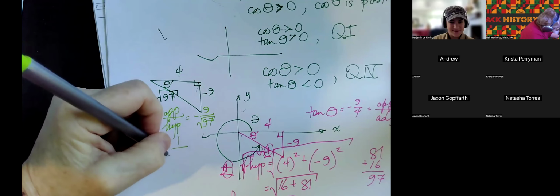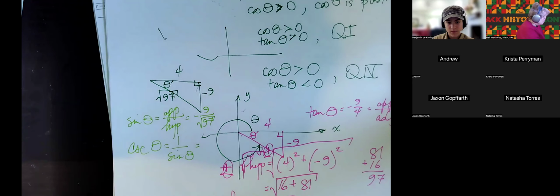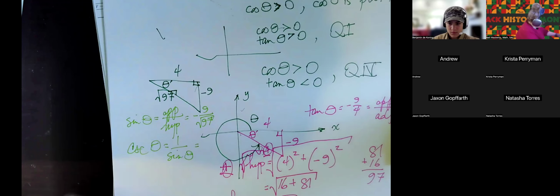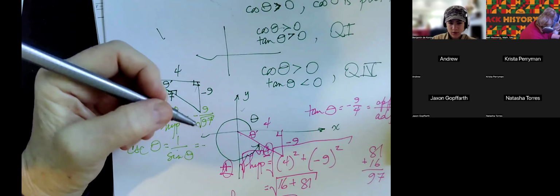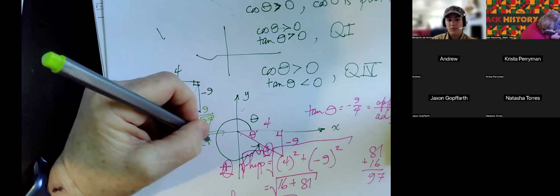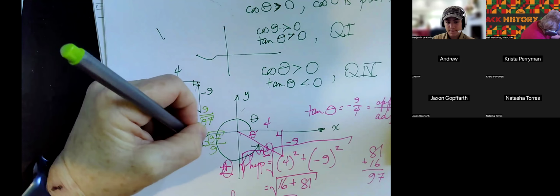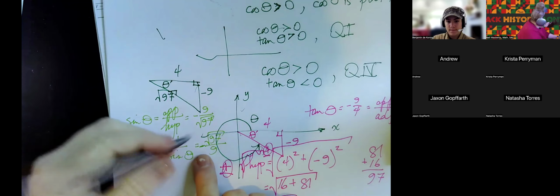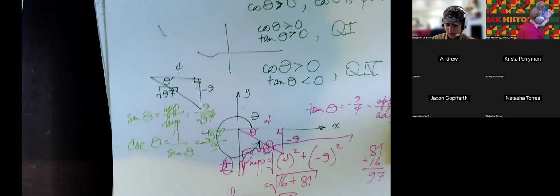So we know that the cosecant is the reciprocal of sine, and the reciprocal of the sine will be? Square root of 97 over -9. Yeah, and I'm thinking of that negative being out front. It doesn't matter. It's the same, but it's easier to read.